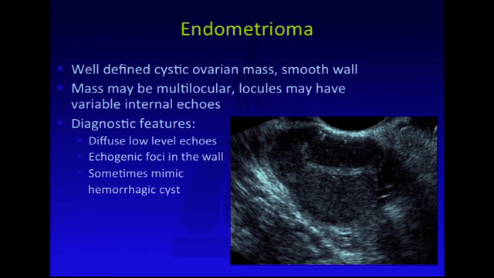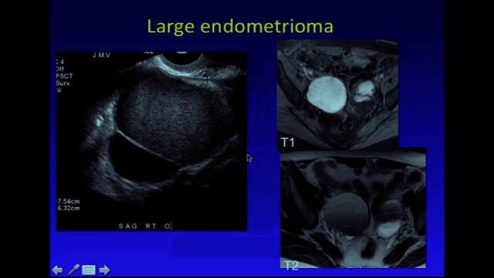And occasionally the appearance overlaps with hemorrhagic cysts, but usually this diffuse low-level echoes is a very important feature to diagnose endometrioma. This is another example of a patient who has a relatively large endometrioma, and you can see this is multilocular with an anechoic component, but the other component is this diffuse low-level echoes, very characteristic of endometrioma. The patient also happened to have an MR where actually there are bilateral endometriomas, and they're characteristically bright on T1 and then have this T2 shading, again due to the hemosiderin content.